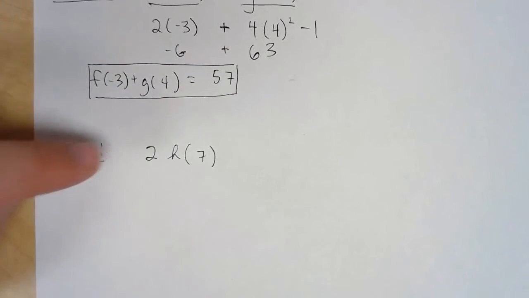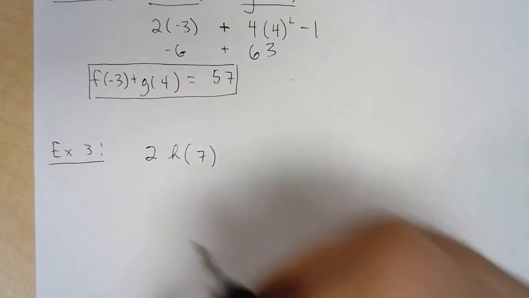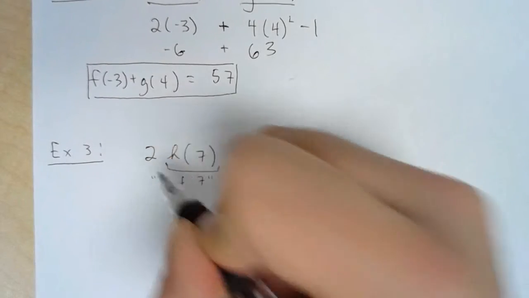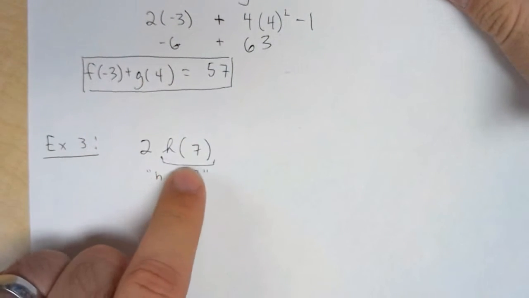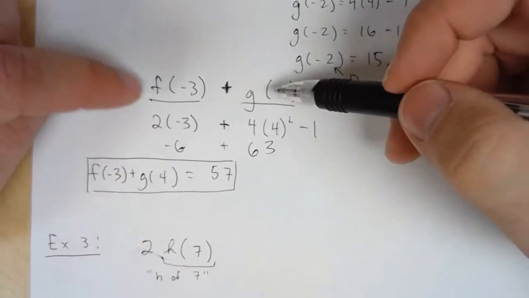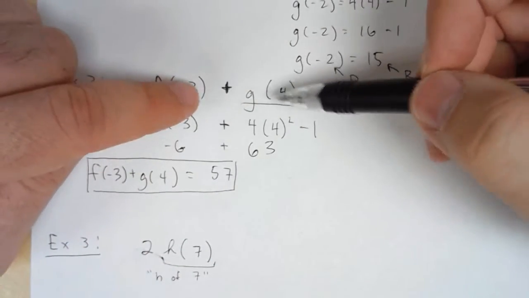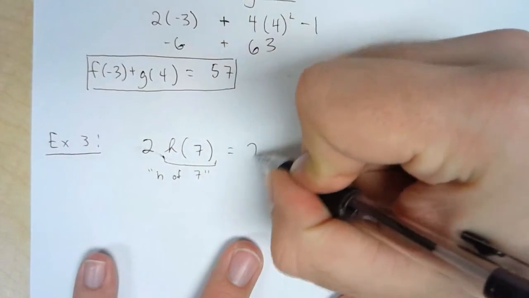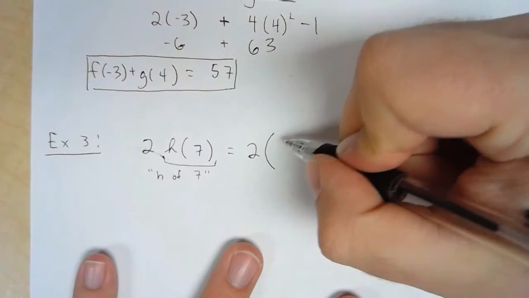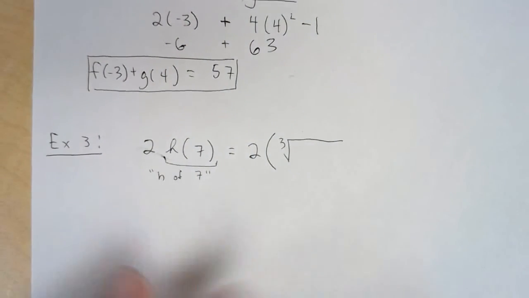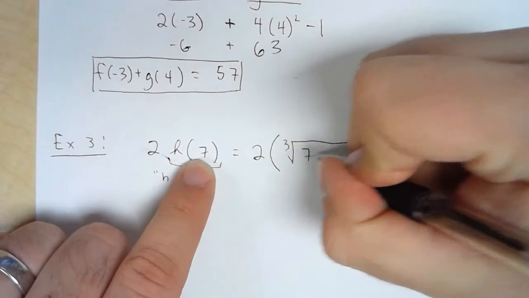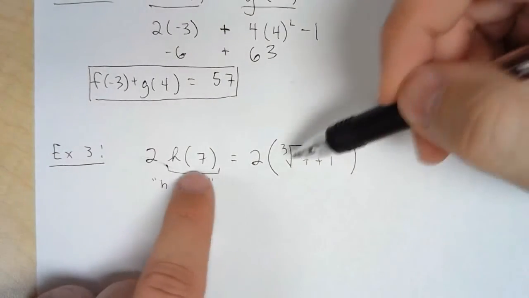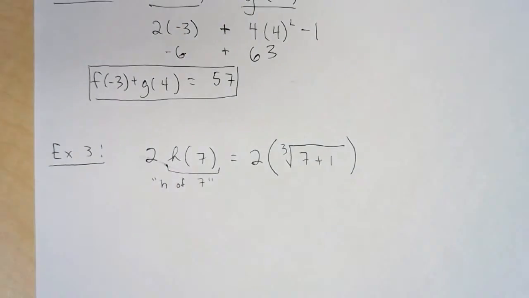Okay, last one. We have 2h of 7. And remember that this whole thing is one function. This is h of 7. So we need to take care of the h of 7 part first before we can multiply. Just like up here, we evaluated each of these individual functions before we added them together. We're going to do the same thing down here, except with just multiplication. So we can rewrite this as 2 times h, which is the third root. X, in this case, is 7. Our input value is 7 plus 1. And I put these parentheses around here just to remind myself to do all of this h stuff first before I try multiplying anything by 2.